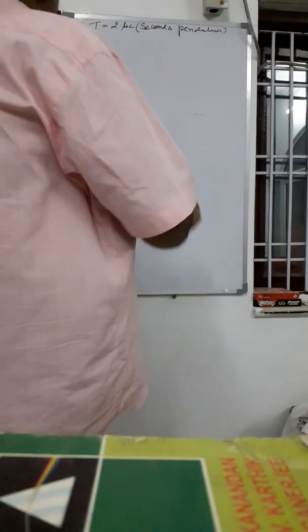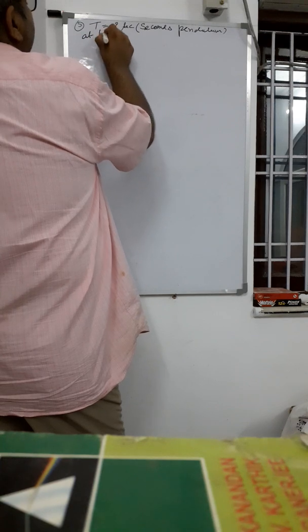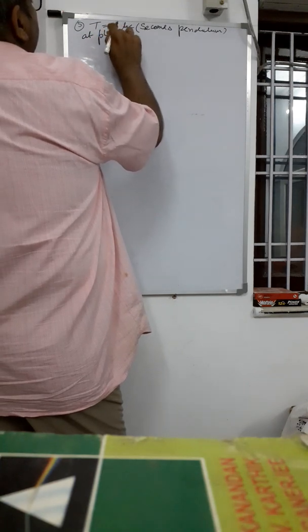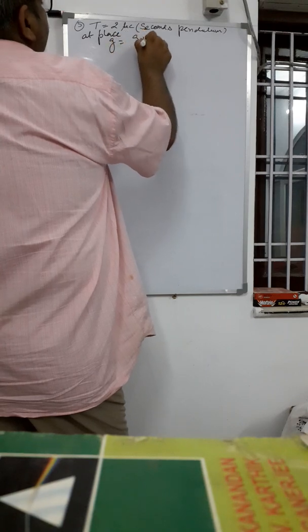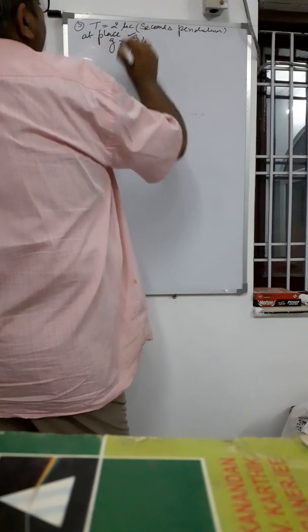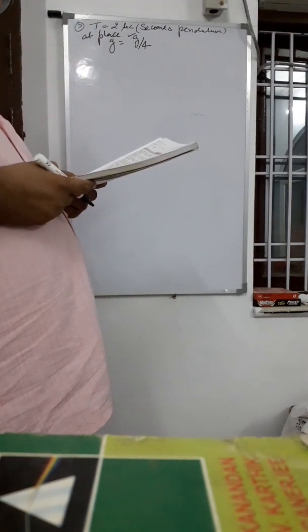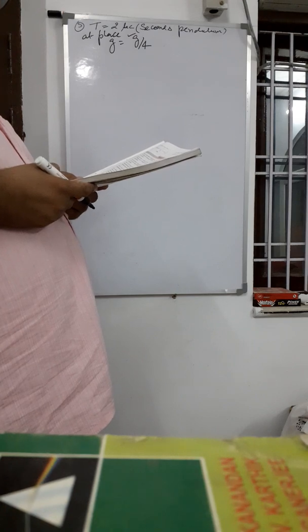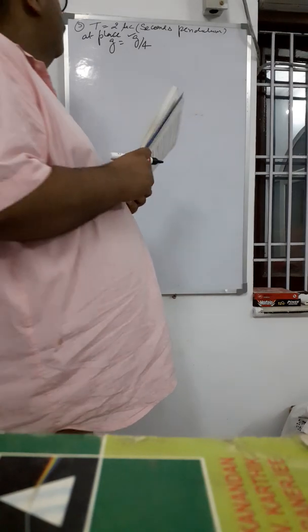It is taken to a place where the acceleration due to gravity falls to 1/4. The value of g at the place, g becomes g by 4. This is a notable step. g by 4. How is the time period of the simple pendulum affected, if at all? Give reason. What will be the new time period?